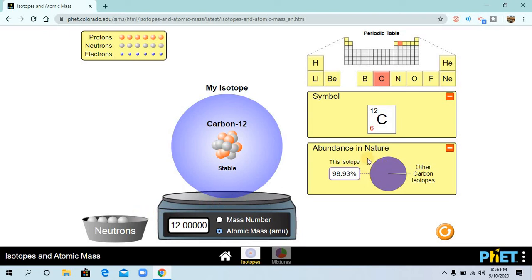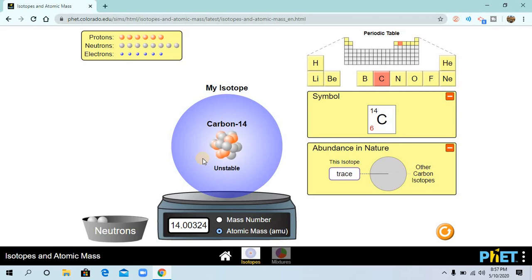You can see the abundance: 98.93% of the isotope is present in nature. Let's add one neutron over here. Okay, see, C-13: 1.07 percent of the carbon 13 isotope is present in nature. Let's add one more and check it.